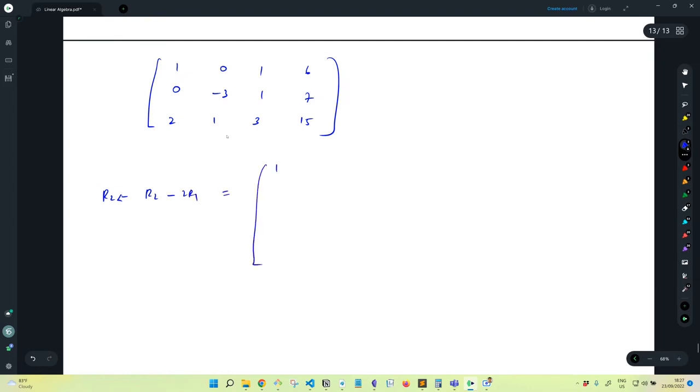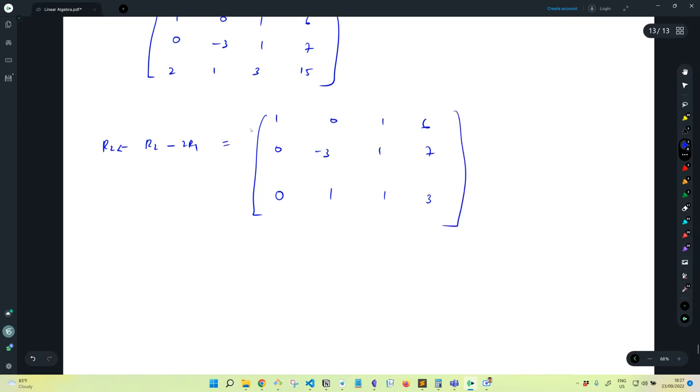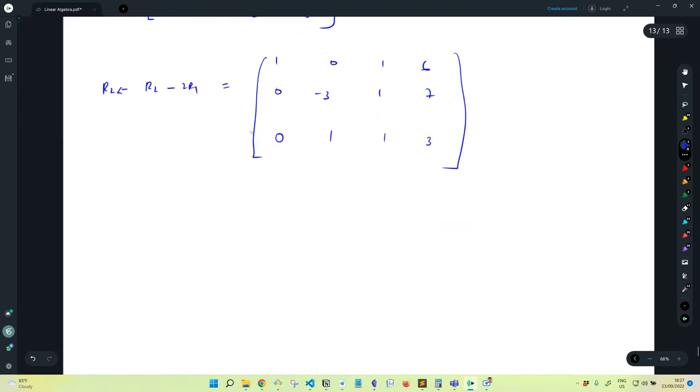R2 equals R2 minus 2 times R1. This will be 1, 0, 1, 6, 0, minus 3, 1, 7. 2 minus 2 is 0. 1 minus 0 is 1. 3 minus 2 is 1. 15 minus 12 is 3.